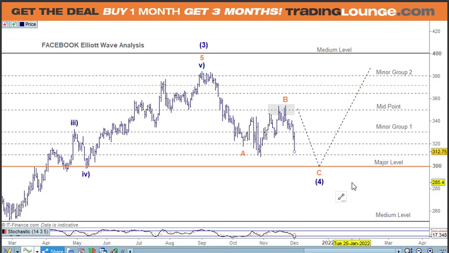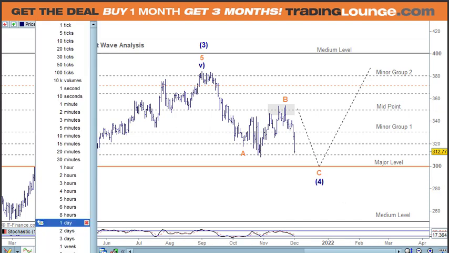All we can do is just count the waves. So let's go in and do that.